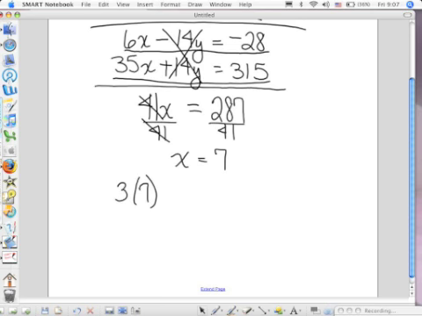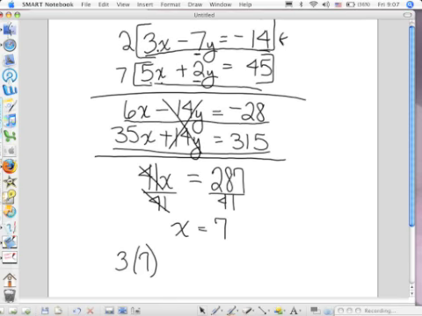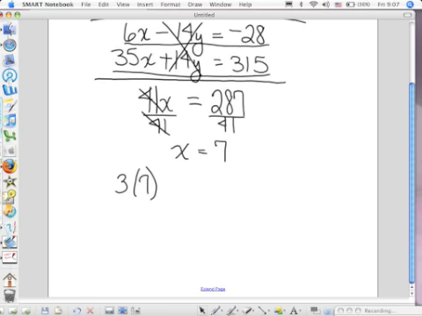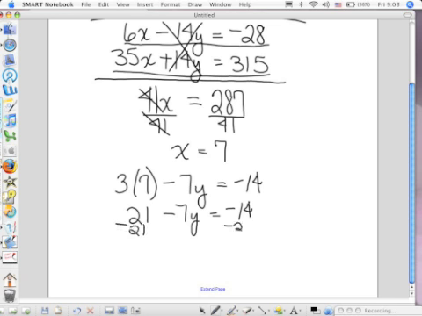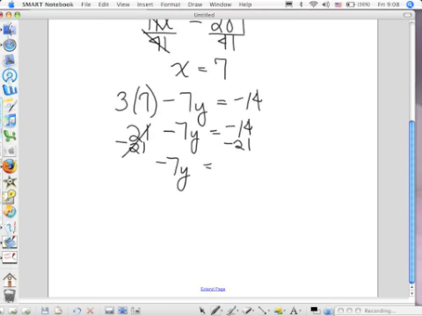What's the rest of the problem? Minus 7y equals negative 14. So 21 minus 7y equals negative 14. Subtract 21 from both sides. Negative 7y is equal to negative 35. Divide by negative 7. What's y?